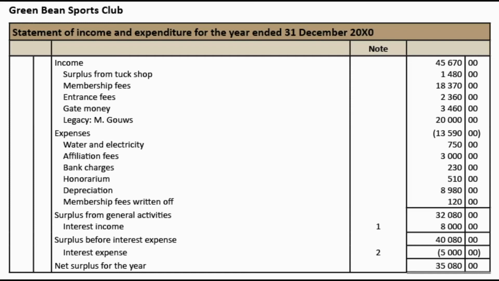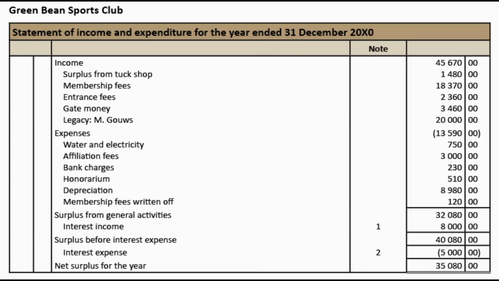All right. Okay, and then we just add the interest income and subtract the interest expense. So we add interest income, which also had an adjustment. Remember, it was that interest on the fixed deposit. On the debit side, we had 6,000. The adjustment was for 2,000. So that is where we get that 8,000 from. That's the interest income, and the detail of that is indicated in note number 1. Interest income 8,000. Okay, then we get that total surplus before the interest expense is 40,080.